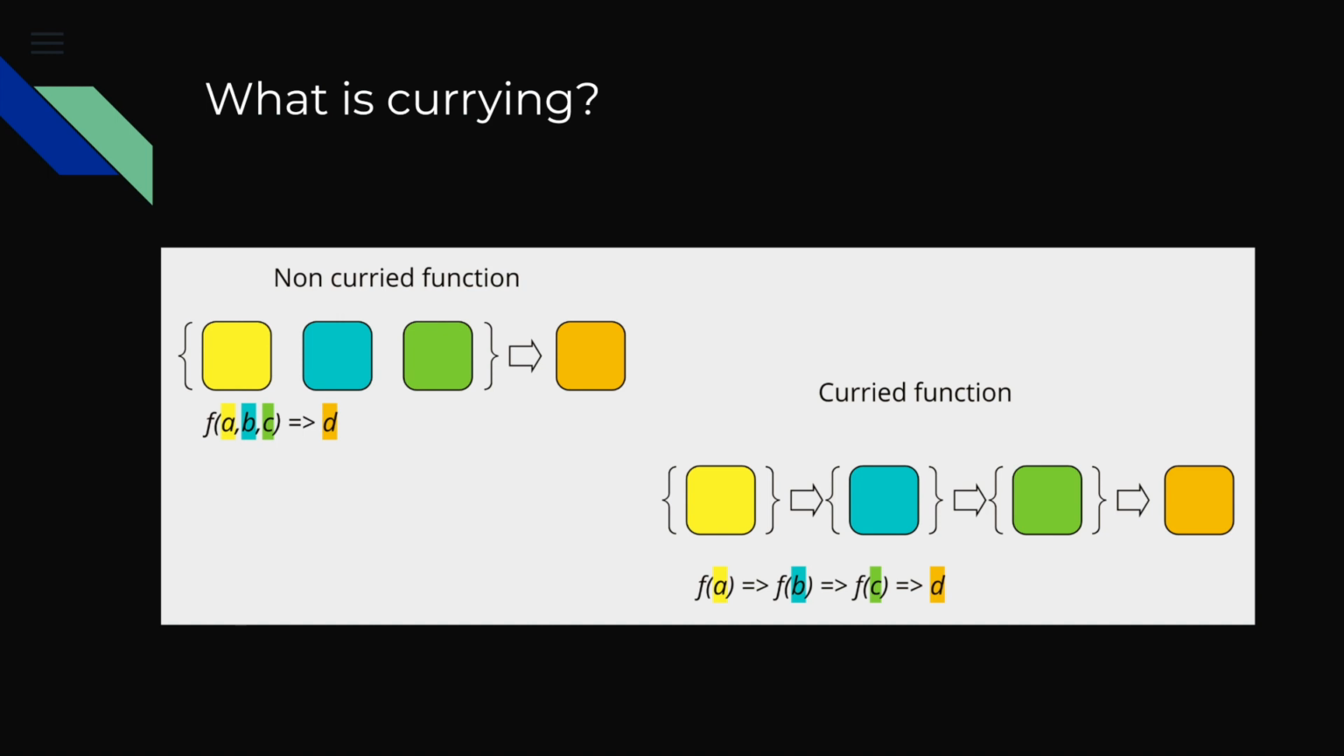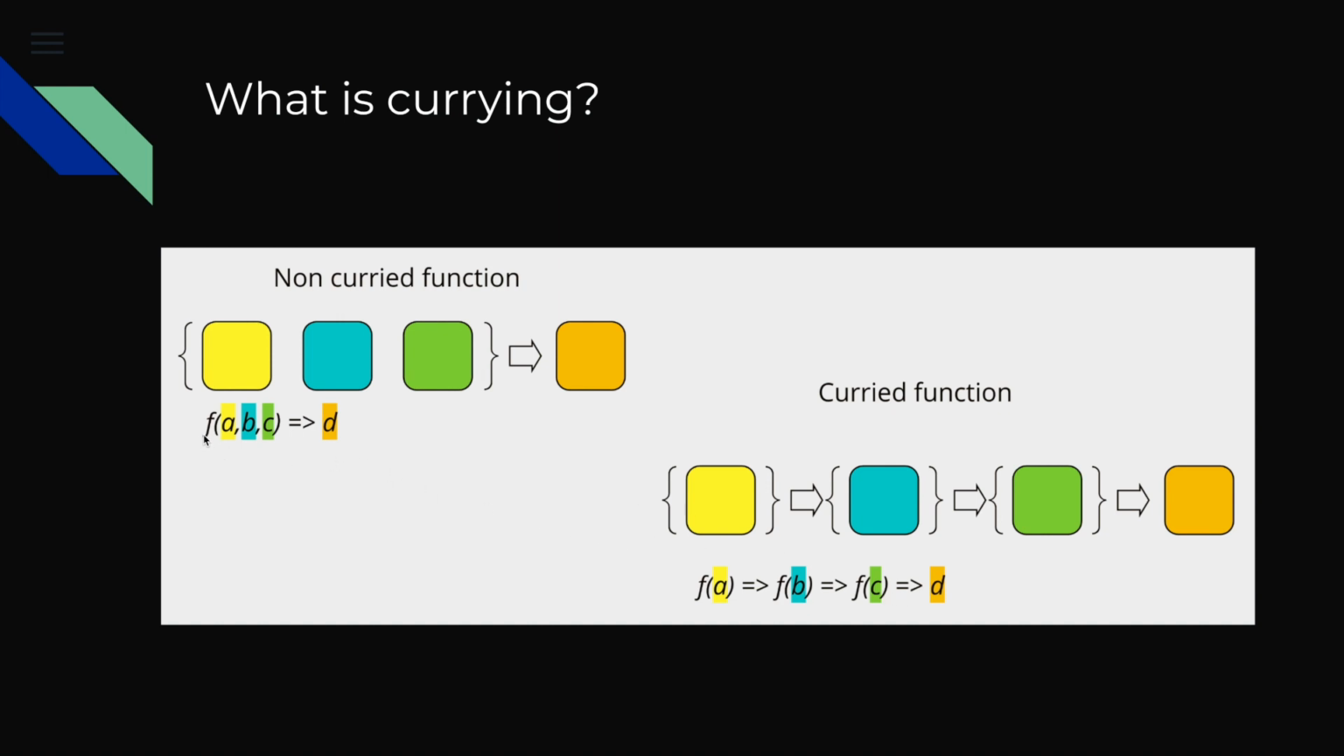Now, let's see what is currying. Currying is a technique where you have a multi-argument function with a desired output D, and you transform that function into a sequence of unary functions. Unary functions are functions that take only one argument, in such a way that the output D remains the same. So essentially, after this transformation, the desired output should remain the same.